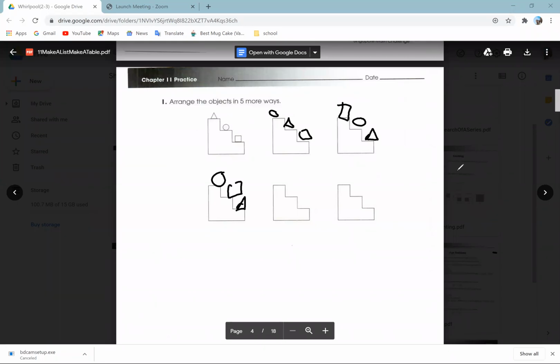Okay. So, we don't have one with the circle at the bottom. So let's do that one. Circle at the bottom, and we have one more. So let's see here. We have the square in the middle, the triangle in the middle, the circle in the middle. We have the square on top, triangle on top, circle on top. Which one are we missing?